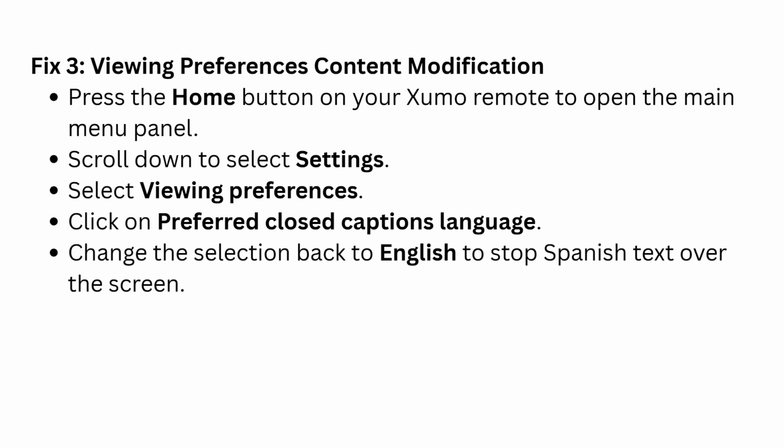Fix 3. Viewing preferences content modification. Press the home button on your Xumo remote to open the main menu panel. Scroll down to select settings, then select viewing preferences. Click on preferred closed captions language. Change the selection back to English to stop Spanish text over the screen.